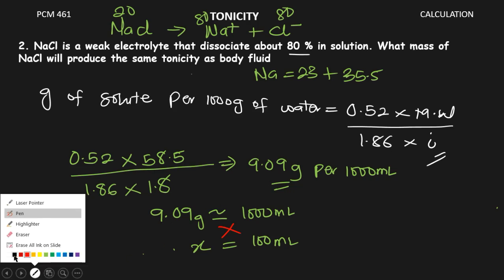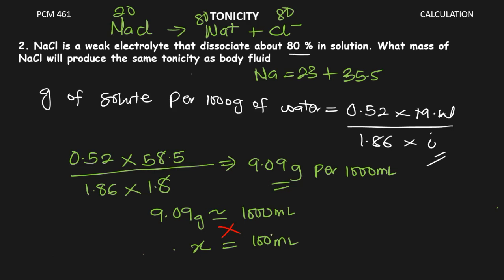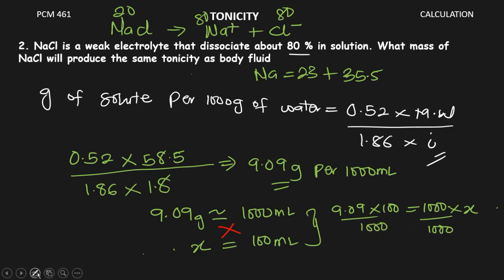You can cross multiply and do your calculation, but let's cross multiply and do the normal thing, because some persons will still get confused here. So when we multiply, 9.09 times 100 will be equal to 1000 ml times x. Divide both sides by 1000. When you cancel, this cancels this, and this one here cancels this. Then 10 divided by 9.09 gives us 0.909% weight by volume sodium chloride.